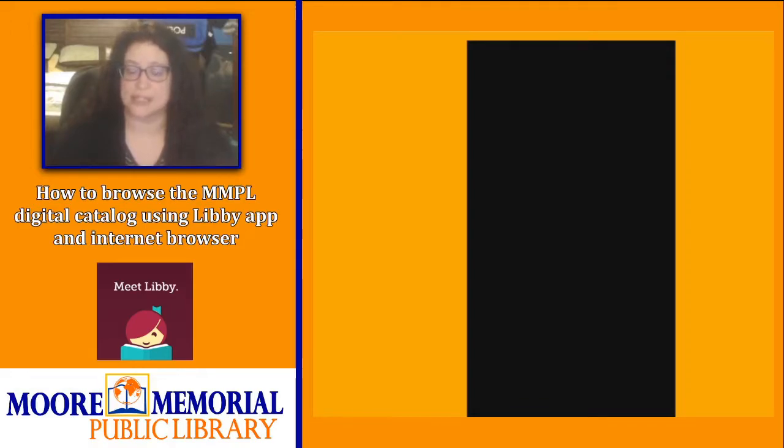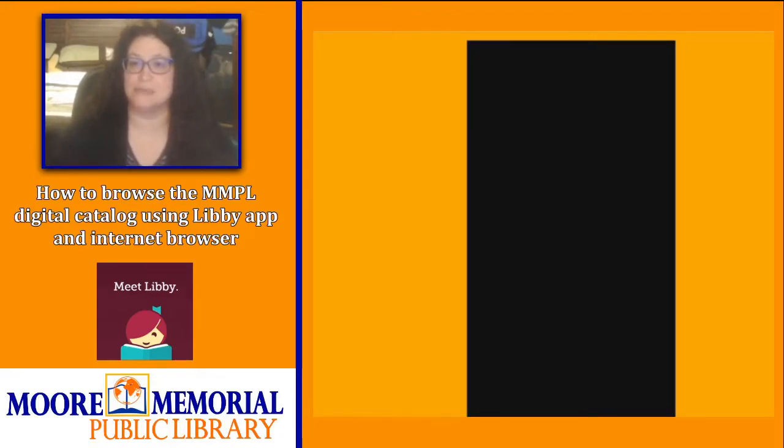on those devices. Now, I'm going to be using an Android phone, so if you have an iPhone, things might look a little bit different. And I'm going to be using the Chrome Internet Browser. I'll also put timestamps for when the Internet Browser version starts, in case you want to go straight to how to browse things using Chrome and our website. Now, with that being said, let's get started.